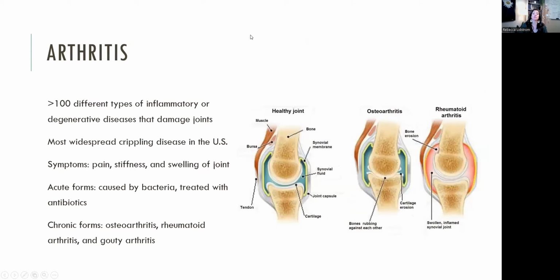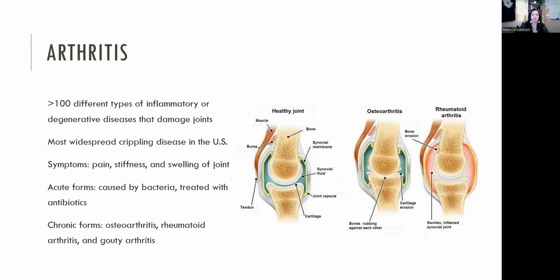Okay, arthritis. Now, arthritis is a big can of worms. There are a lot of different types of arthritis that are out there. There are over 100 of them that fall in the category of either inflammatory or degenerative types. This is the most widespread crippling disease. So without a doubt, you will treat patients that are suffering from arthritic changes within their body. The clinical symptoms that a patient might present with are going to be pain, stiffness, and swelling of the joint.